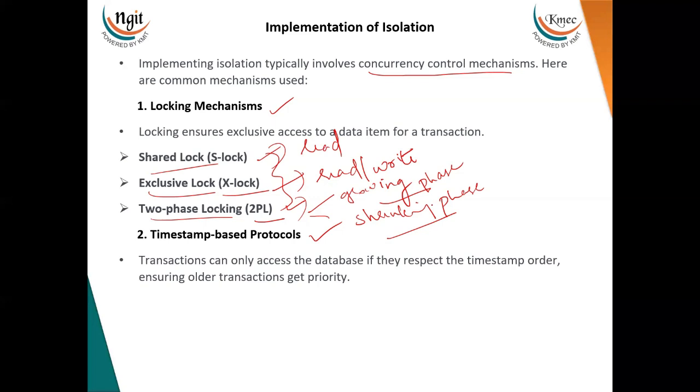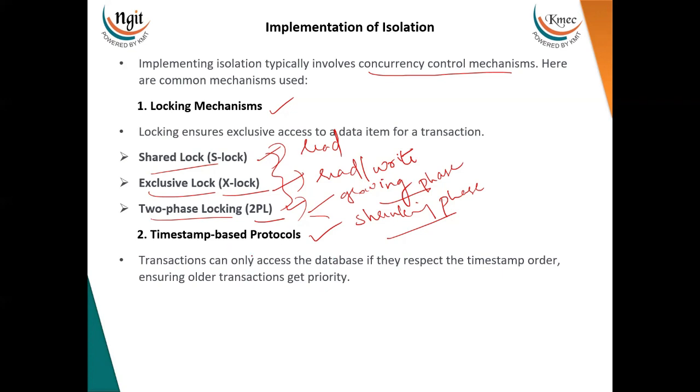The growing phase says acquiring the locks and not releasing any. The transaction will acquire the locks to perform either read or write operations on some data item, but it is not going to release any. And coming to the shrinking phase. The shrinking phase is releasing the locks and not acquiring any. When operations on a particular data item by the transaction are completed, it is going to release the locks. Later on, it is not going to acquire any locks. And that is known as the shrinking phase.